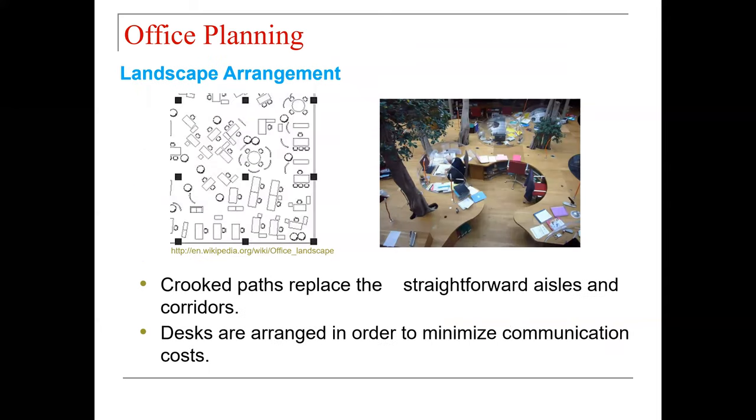So here's a couple of pictures that look at the type of arrangement. Crooked paths replace the straightforward aisles and corridors, and desks are arranged in order to minimize communication costs.